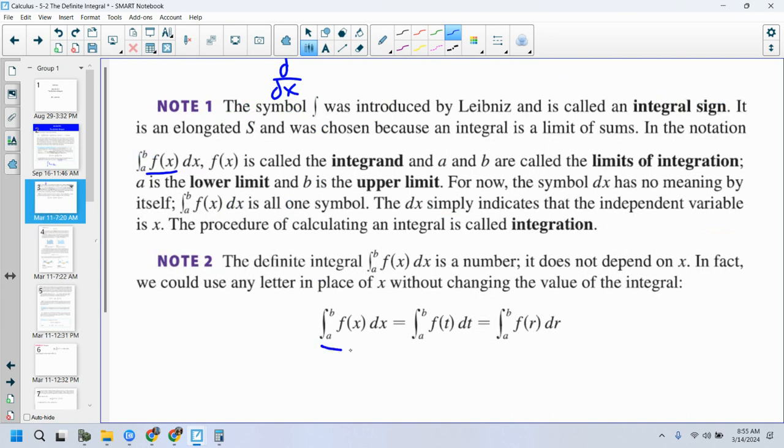And this is just saying we could change up the notation. We could change the variable inside there, but that would also change the variable outside here with the d.